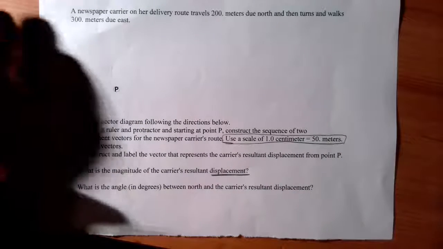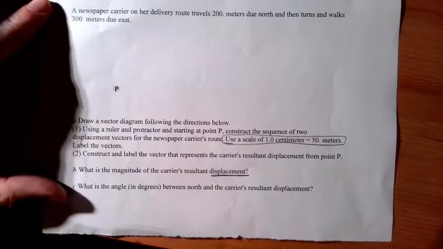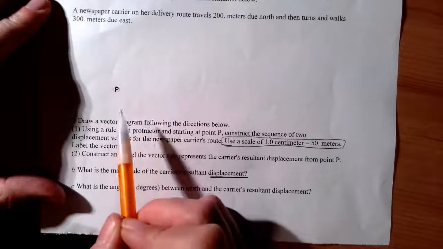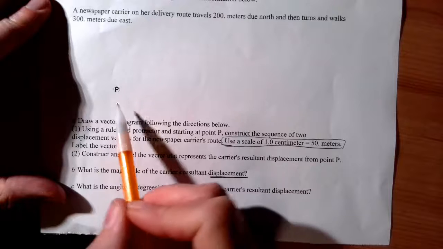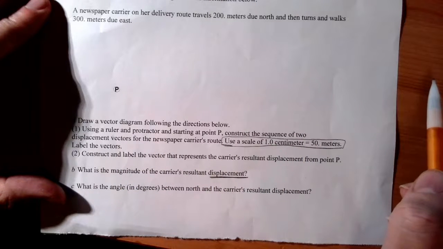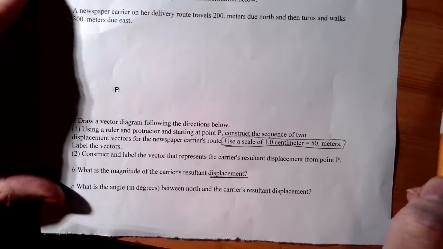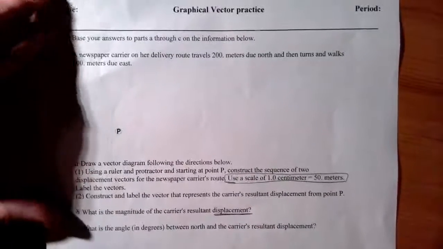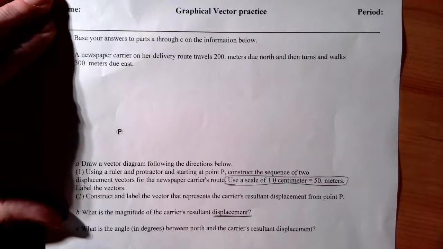So here we have a problem where you can't use a one-to-one scale because we have a newspaper carrier who, on her delivery route, travels 200 meters due north, and then she walks 300 meters due east. If I want to find the resultant of these two vectors graphically, I can't do it with a one-to-one scale unless I have a giant piece of paper.